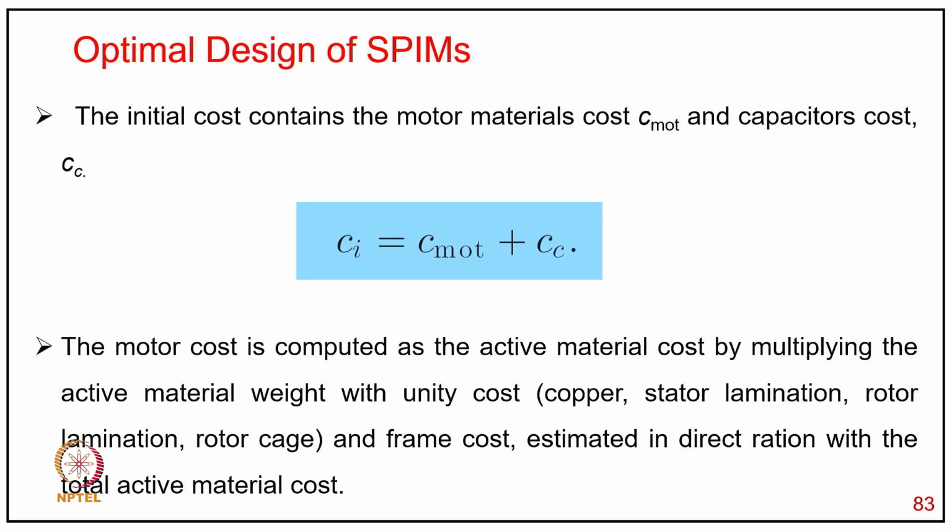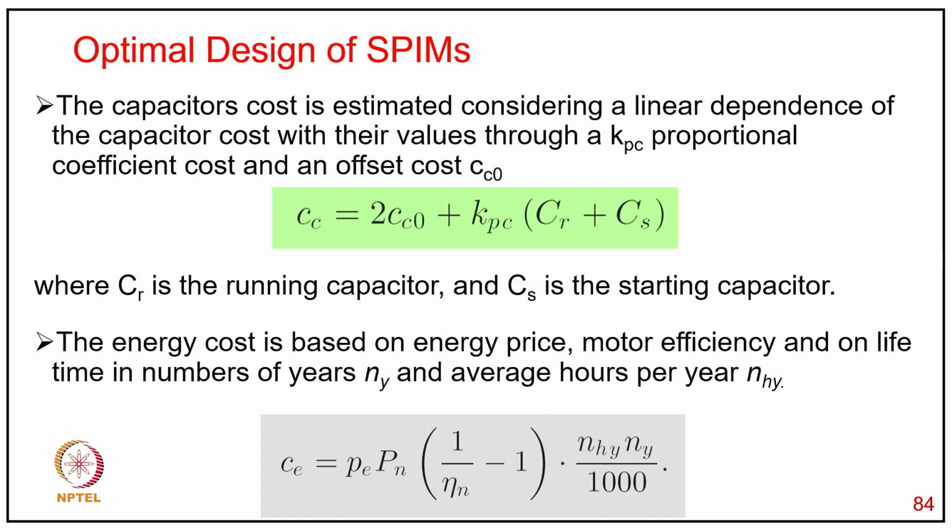The initial cost contains the motor cost and capacitor cost. So Ci equal to Cmot plus Cc. The motor cost is computed from the active material cost by multiplying the active material weight and the unit cost: copper, stator laminations and rotor laminations. The rotor cage and frame cost is estimated as a direct ratio of the total active material cost. The capacitor cost is estimated considering the linear dependence of capacitor cost on their values through a Kpc proportional cost coefficient and an offset cost. So Cc equal to C0 plus Kpc in bracket Cr plus Cs, where Cr is the running capacitor and Cs is the starting capacitor.